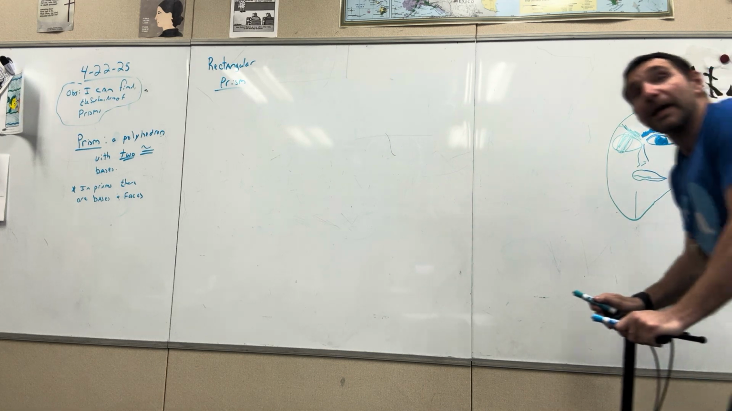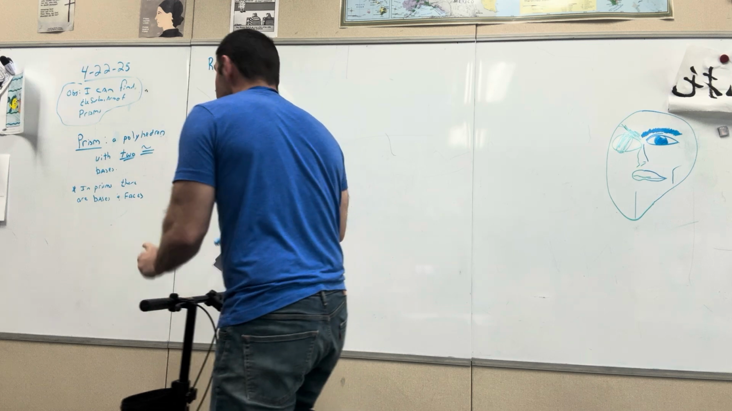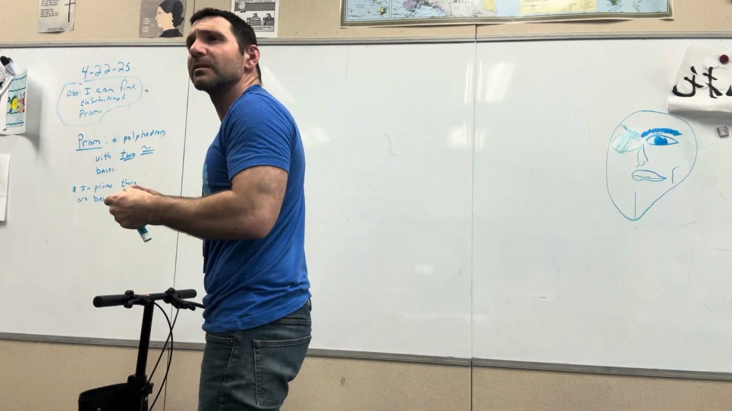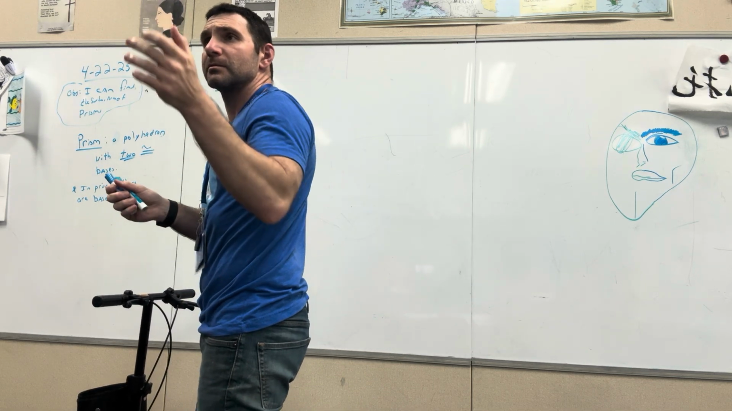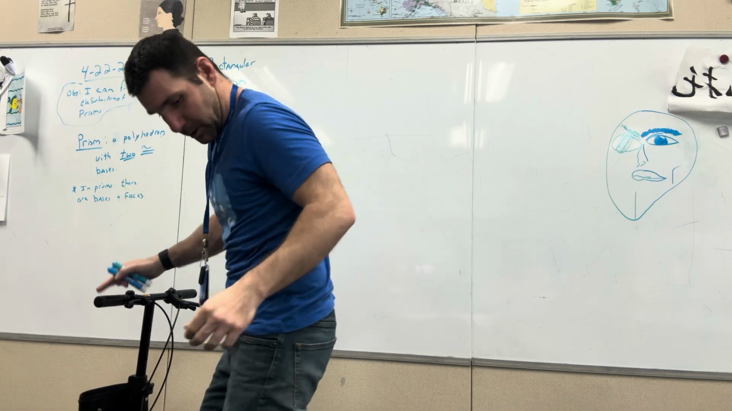But okay, so a rectangular prism. Let's start with the solid. Okay? What is that? An actual green one. Yeah. Good throw, bad catch.